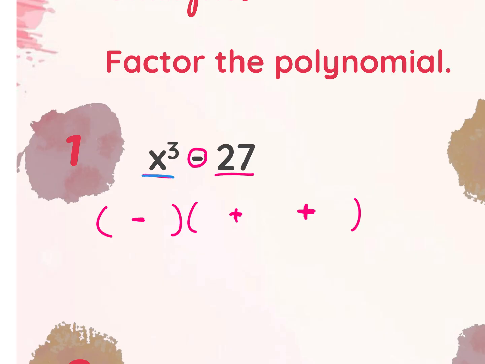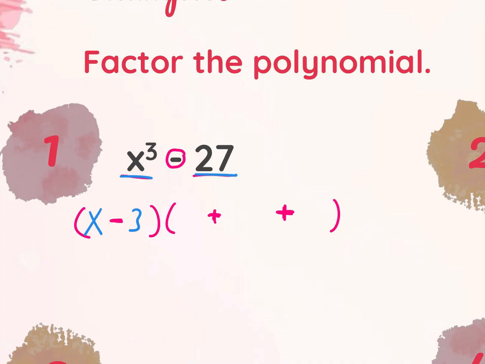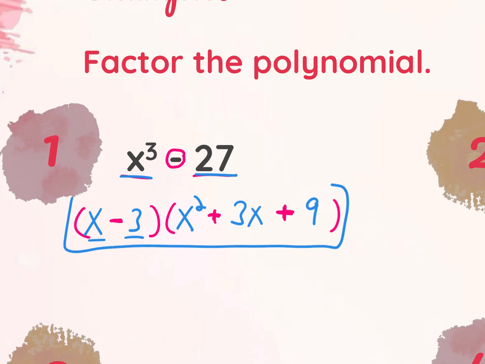We can start with the cube root of x to the third, which is x. And we can do the cube root of 27, which is 3. So I can fill that in the first set of parentheses. In the second set of parentheses with the 3 terms, it's going to be the first one squared. In the last spot is going to be the last one squared. 3 squared is 9. And the product of the 2 in the middle, 3 times x, is 3x. There is nothing more you can do to that, so this is your final answer.